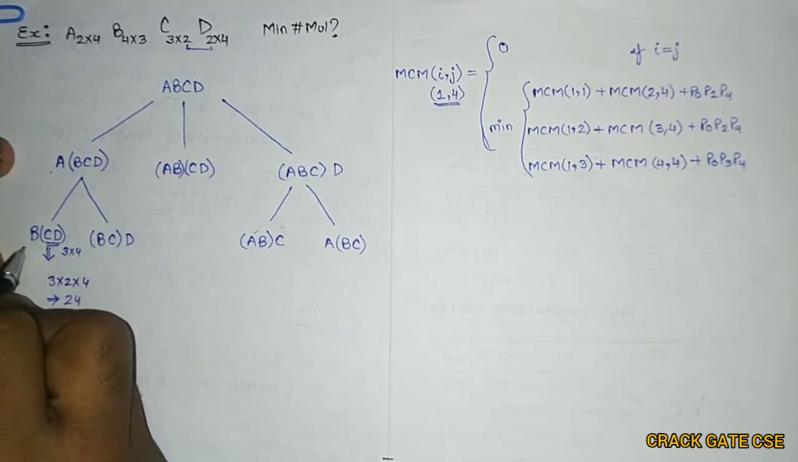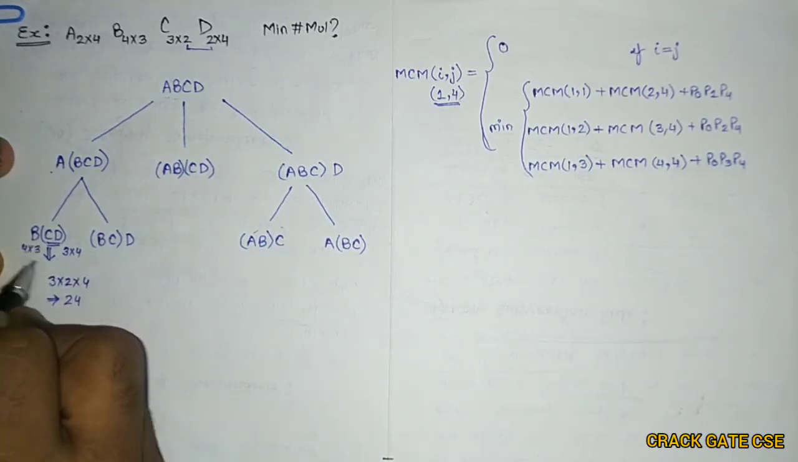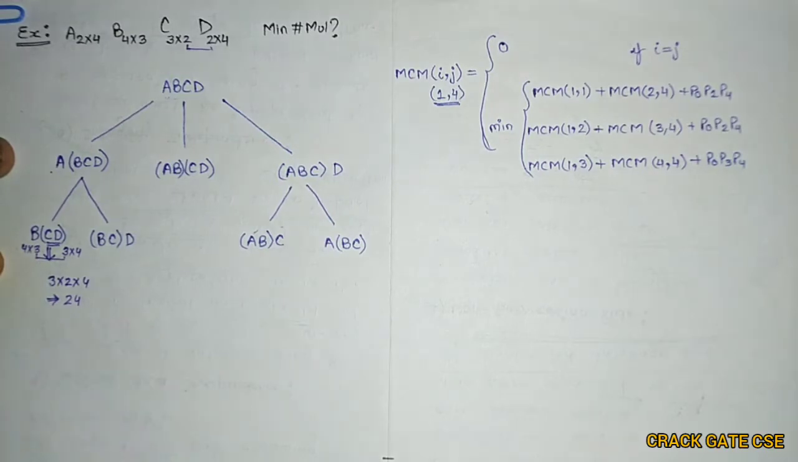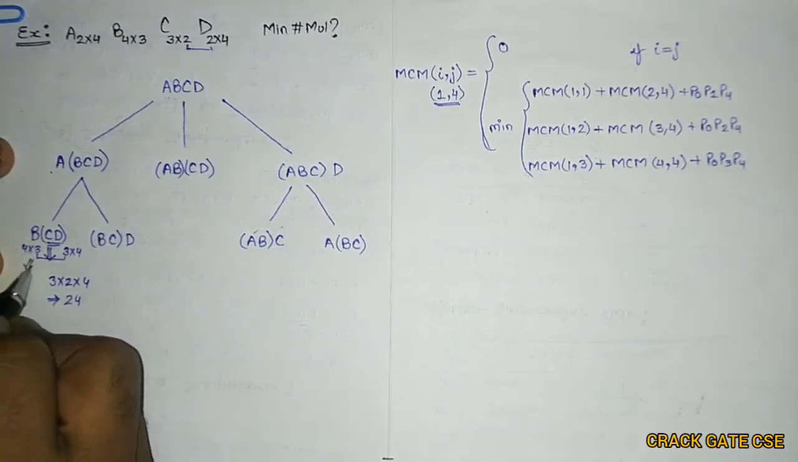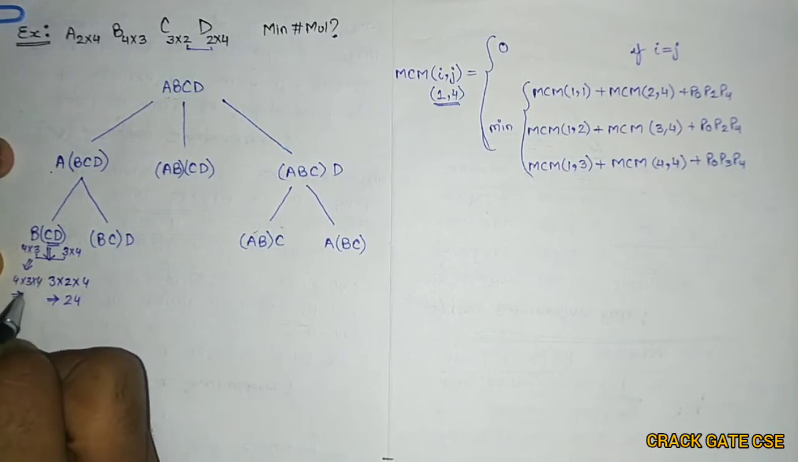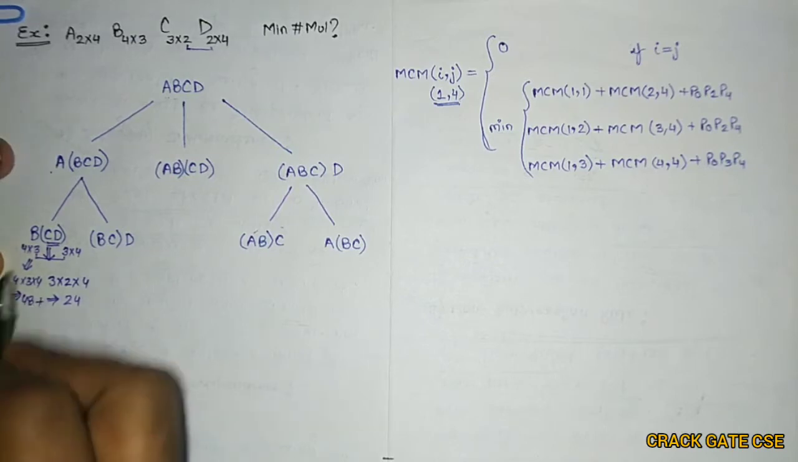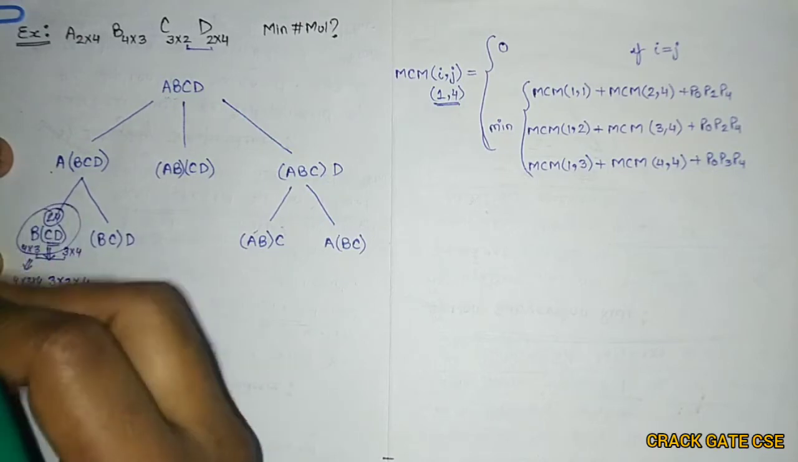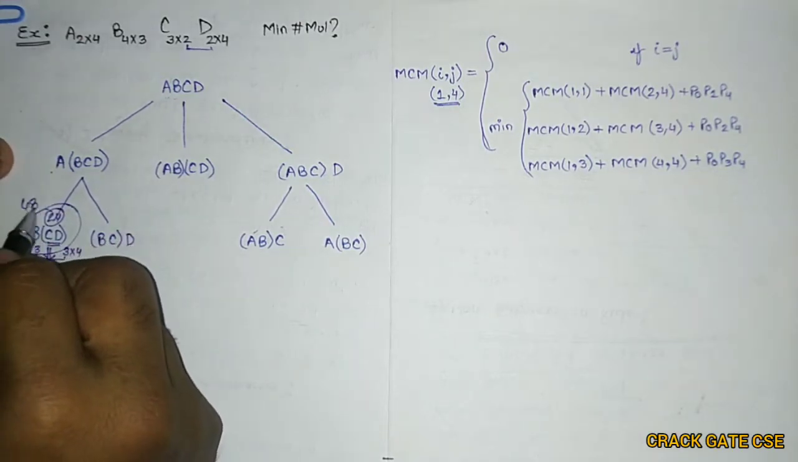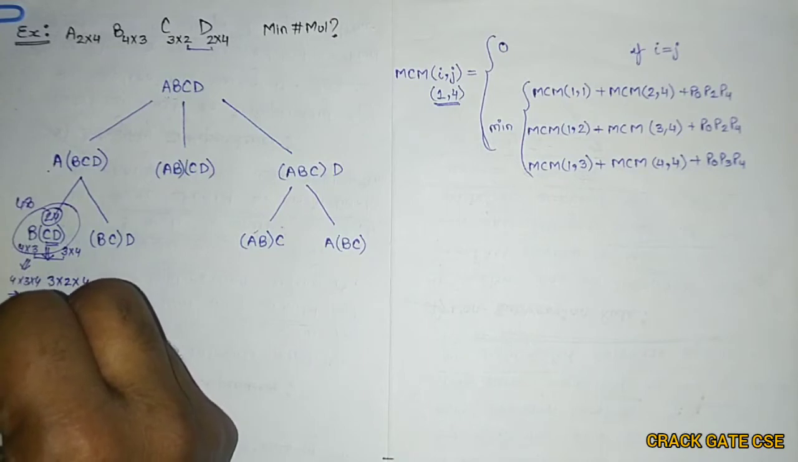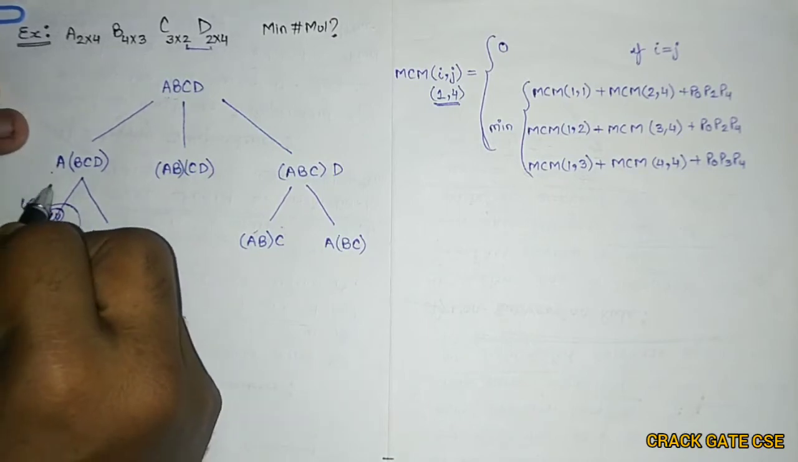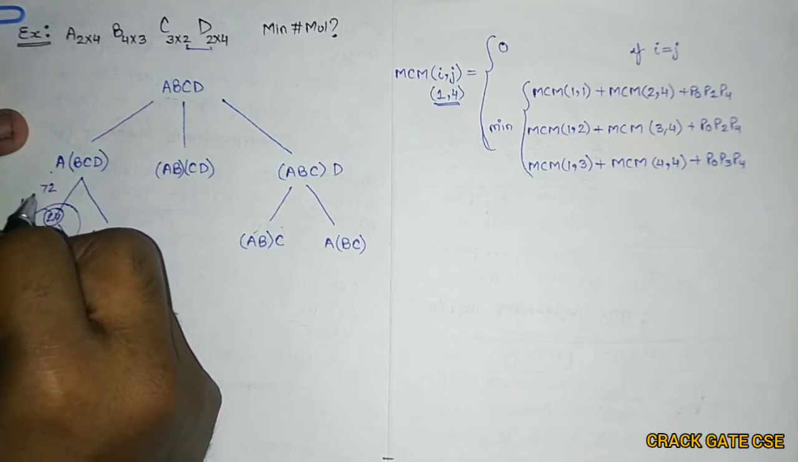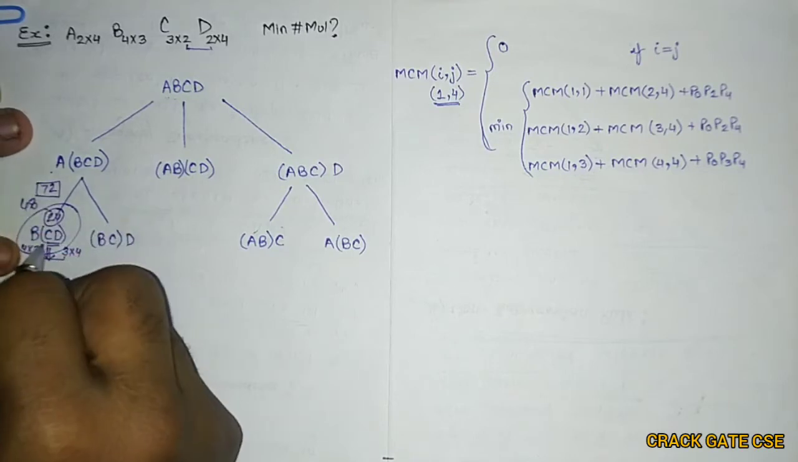Now I have to multiply it with B. B has dimension 4 by 3. So this 3 and 3 are the same, and I can multiply. If I multiply this, it will be 4 into 3 into 4, which is 48. So I need to add 48 with 24, which gives 72. So 72 is for this BCD.